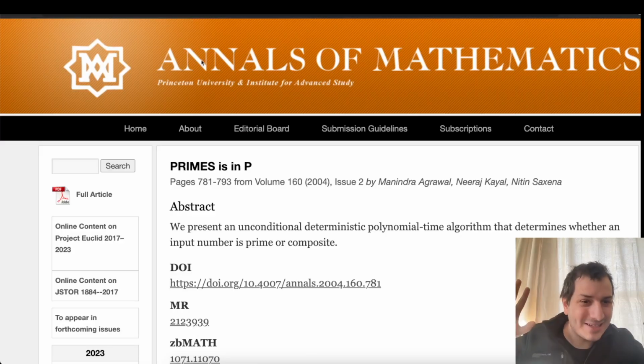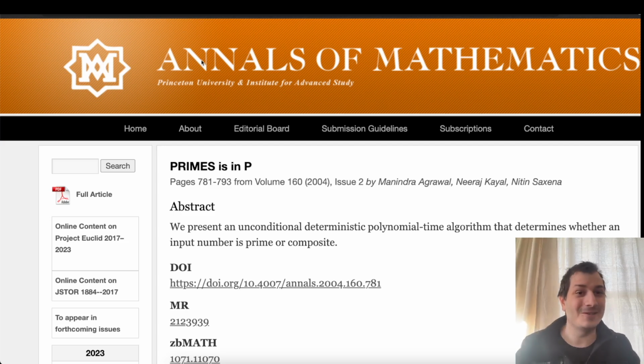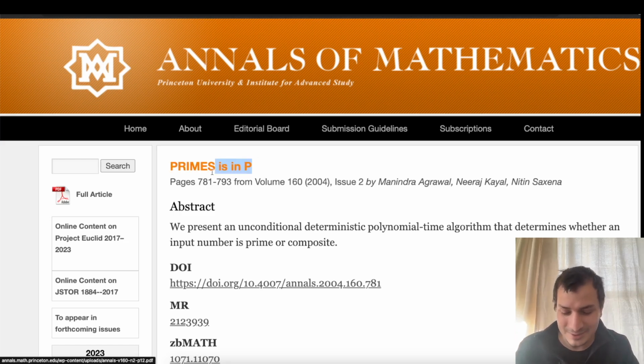So Annals of Mathematics is this really high-level journal. It's the best possible math journal, basically. If you publish a paper in Annals of Mathematics, it's a really important, serious result. And this paper has a really simple title, Primes is in P. That's the name of this paper.